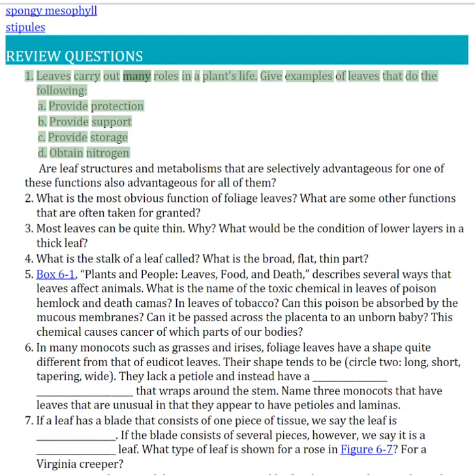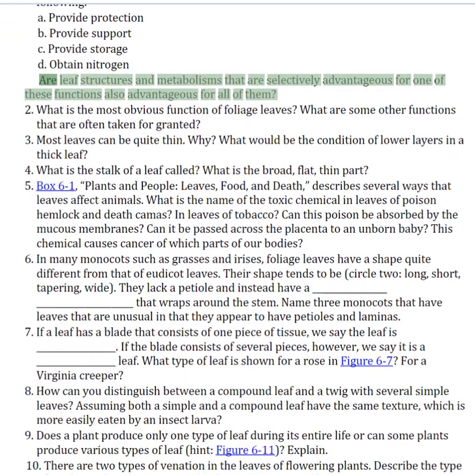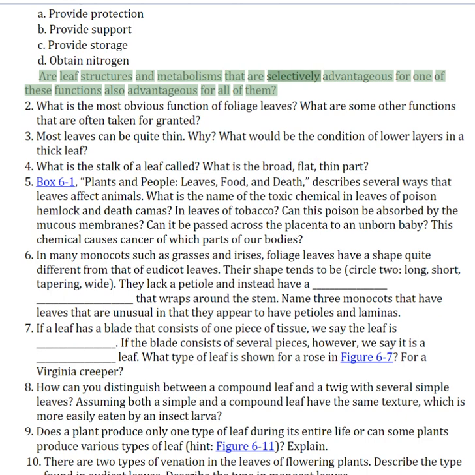1. Leaves carry out many roles in a plant's life. Give examples of leaves that do the following. A. Provide protection. B. Provide support. C. Provide storage. D. Obtain nitrogen. Are leaf structures and metabolisms that are selectively advantageous for one of these functions also advantageous for all of them?